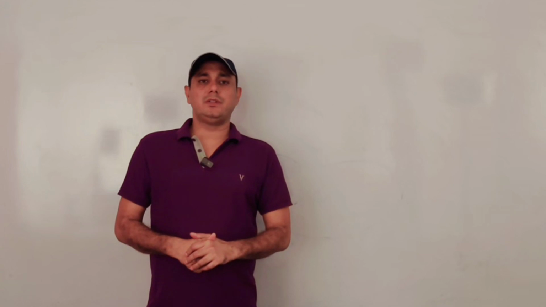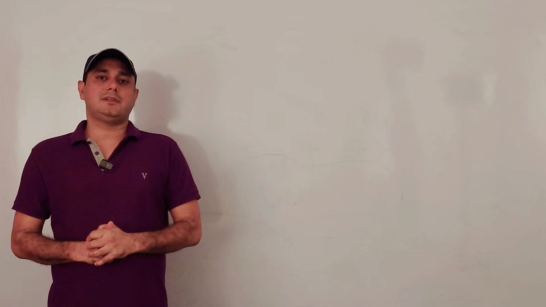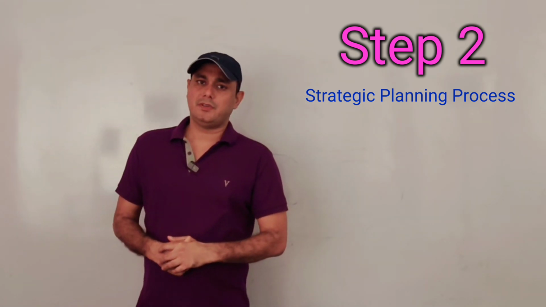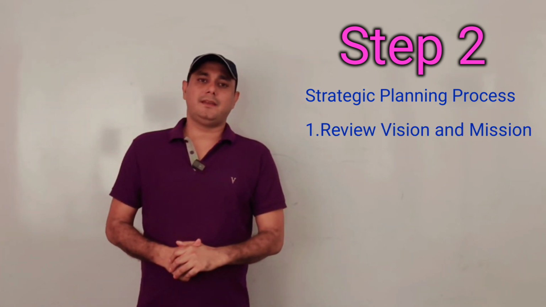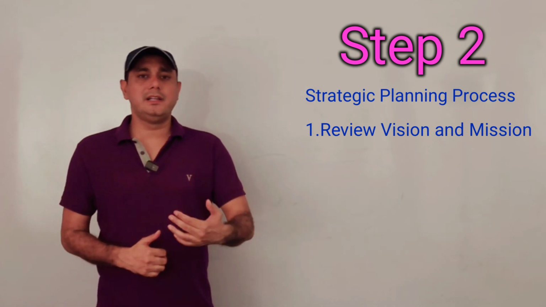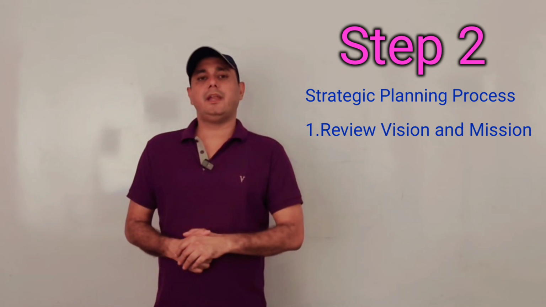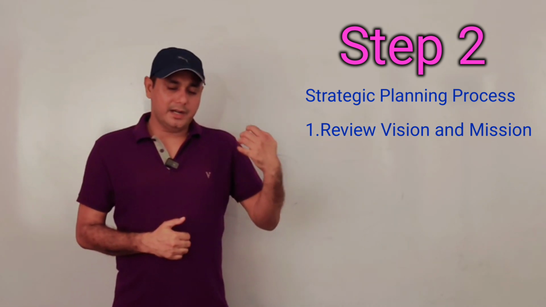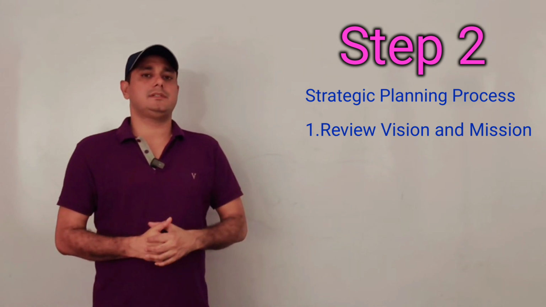Okay, after going through the business environment, you need to go for the strategic planning process. What happens under the strategic planning process? First, you need to decide your vision and mission. Okay, you need to review. If you have an existing business, you have already decided, you already have a vision and mission, then you need to review the vision and mission. So under the strategic planning process, you need to review your vision and mission.